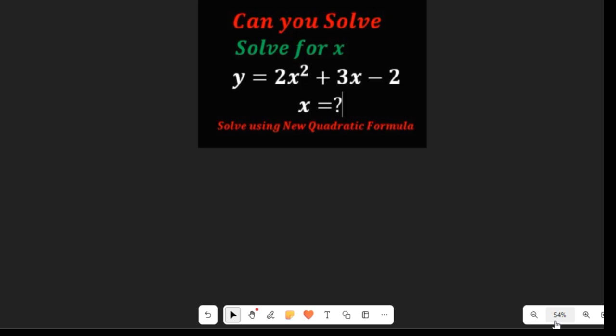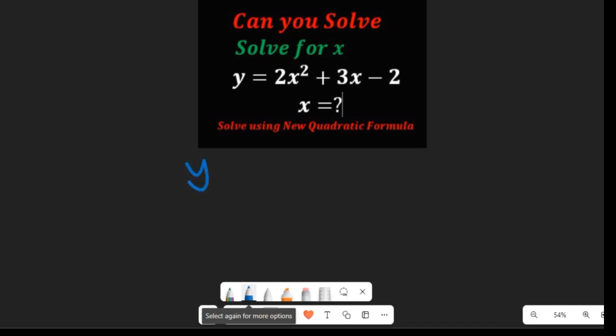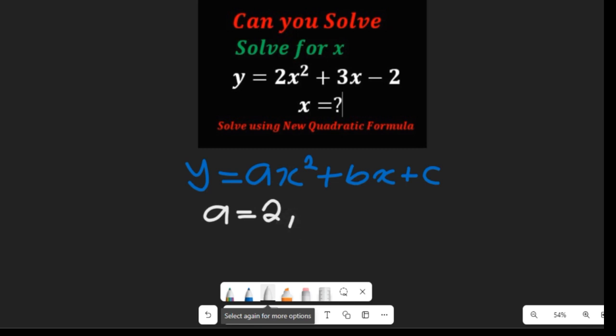We'll compare this expression with the normal quadratic expression, y equals ax squared plus bx plus c. You come to see that my a is equal to 2, my b is equal to 3, and my c is equal to negative 2.